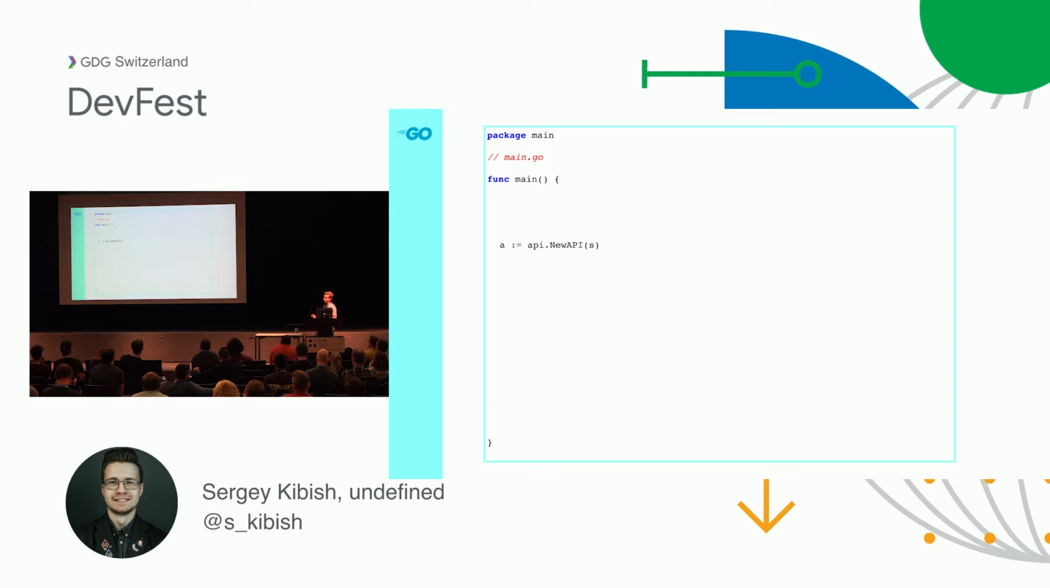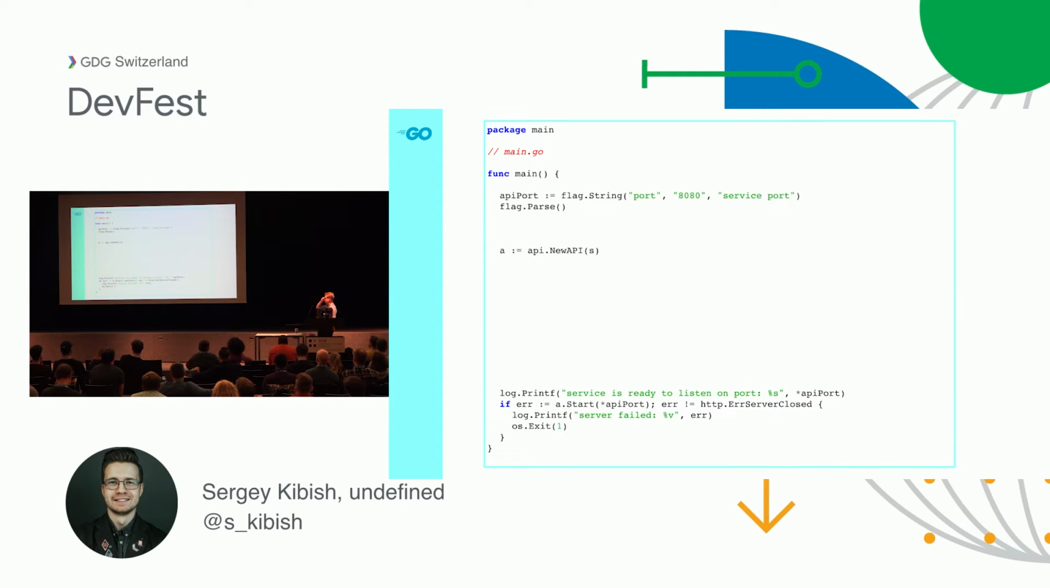How to do this in a more correct way? We can use a flag package. We can define some default, like port 8080, or we can pass a flag named port with a different port number, and it will be handled. The second thing, we need to start our server. Okay, this is how we will do that. So we are basically starting our server. Down below, if we have some error which is not the error server closed, we will exit with a non-zero code and print the error. Otherwise, everything will finish successfully.